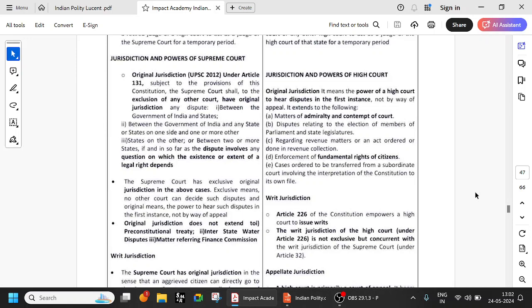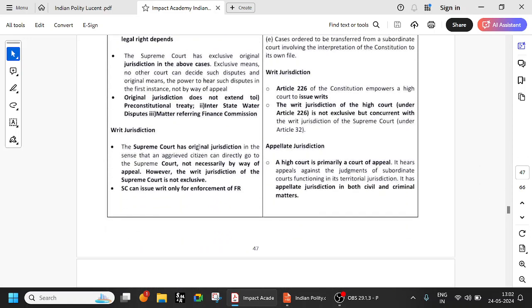So if we talk about writ jurisdiction, which is very important, the Supreme Court has original jurisdiction in the sense that an aggrieved citizen can go directly to the Supreme Court. Okay, Article 32. So, if you want to go for any habeas corpus or mandamus or any of those things, you can go to the Supreme Court directly. So, it has original jurisdiction, not necessarily by way of appeal. However, the writ jurisdiction of the Supreme Court is not exclusive. Supreme Court can issue writs only for the enforcement of fundamental rights.